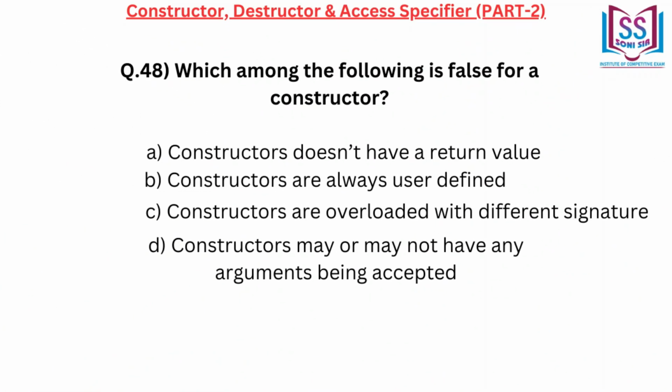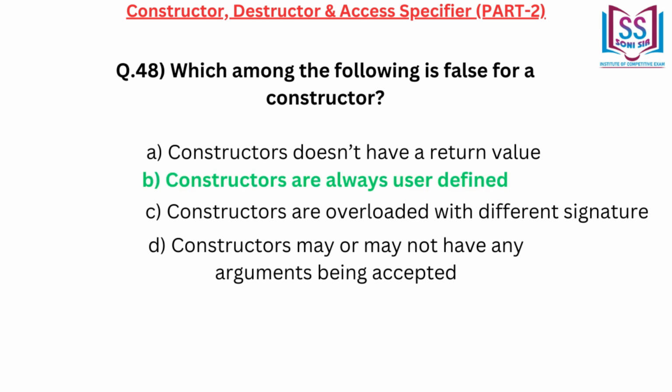Which among the following is false for a constructor? A. Constructors don't have a return value. B. Constructors are always user-defined. C. Constructors are overloaded with different signature. D. Constructors may or may not have any arguments being accepted. Correct answer B. Constructors are always user-defined.